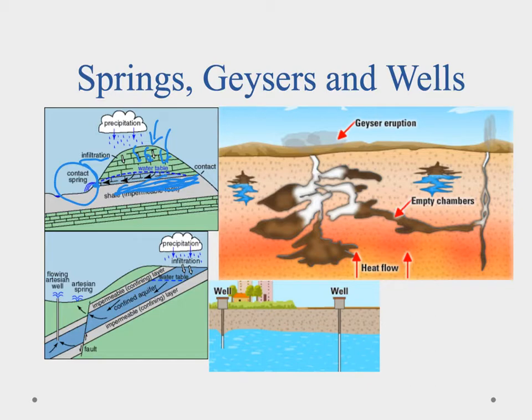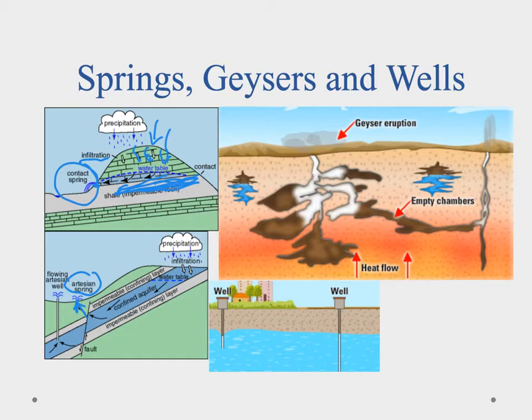Now we can have other kinds as well. We can have these artesian springs, okay, and that's going to be the same type of thing, but you have enough water coming down that it'll force that water to come out. So you can have a contact spring where it just drips through, or you can have an artesian spring where it seems to be coming out under force.